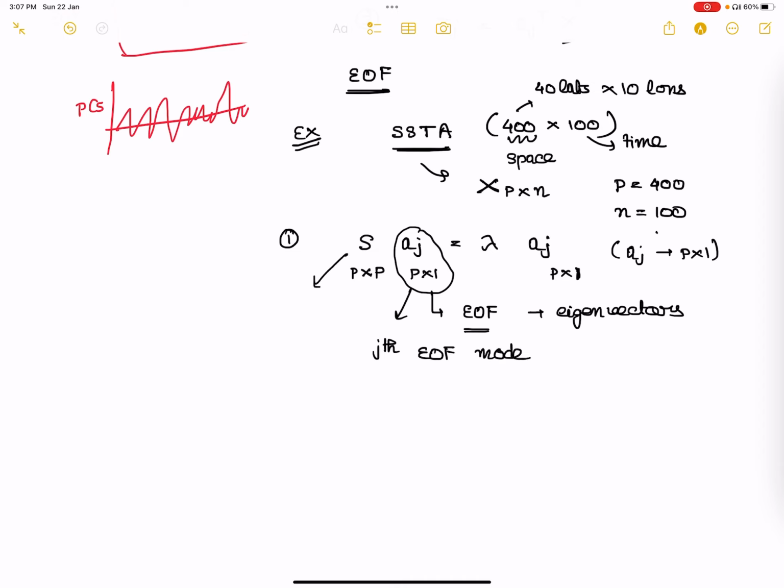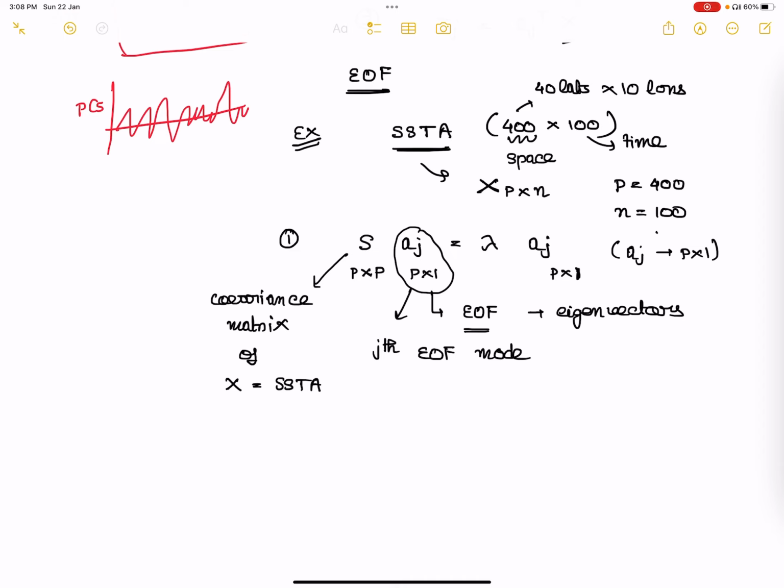S is nothing but the covariance matrix of what? We have already shown this is the covariance matrix of X. X is what here? Surface temperature anomaly. Whatever sea surface temperature anomaly I have, if we calculate its corresponding covariance matrix, then we get S as P by P.